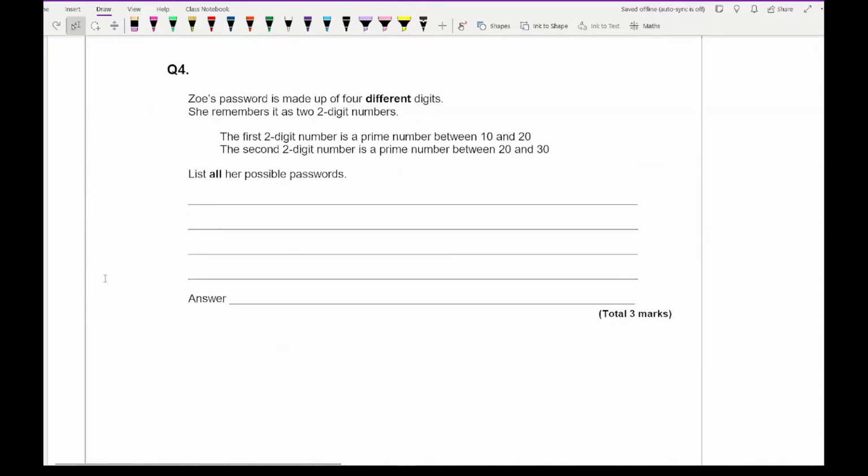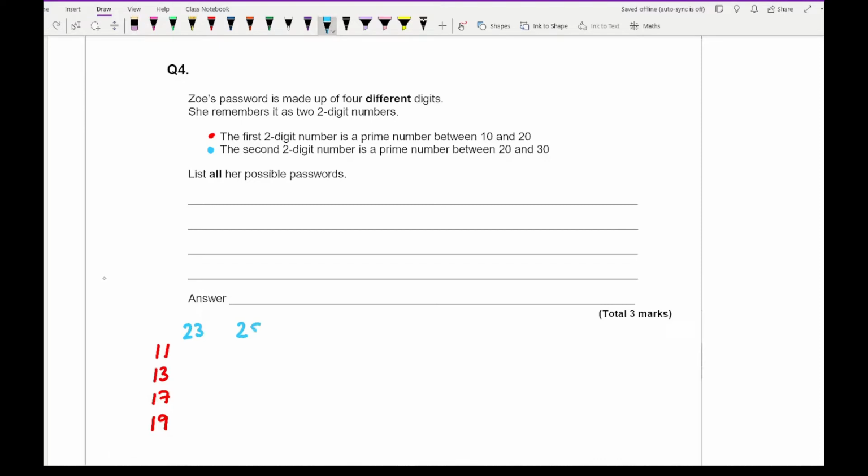Looking at question 4, it says Zoe's password is made up from 4 different digits. She remembers it as 2-digit numbers. The first 2-digit number is a prime number between 10 and 20. The second is a prime number between 20 and 30. List all the possible outcomes. So in terms of the first one, we want to list all the prime numbers that are between 10 and 20. So we're looking at 11, 13, 17, and 19. Now, in terms of all the prime numbers that are between 20 and 30, well, that's going to be 23 and 29.